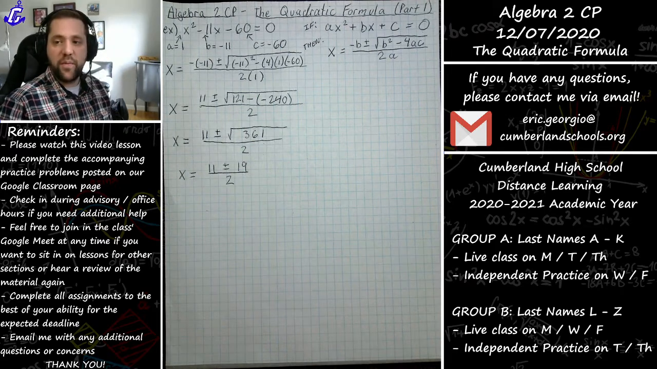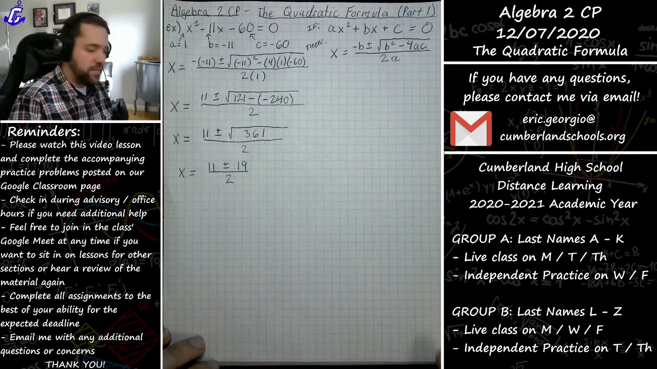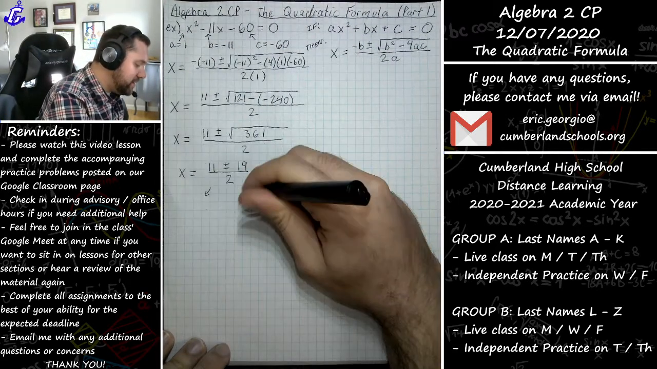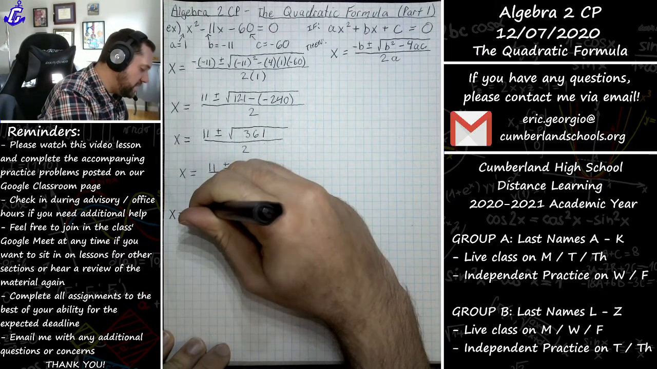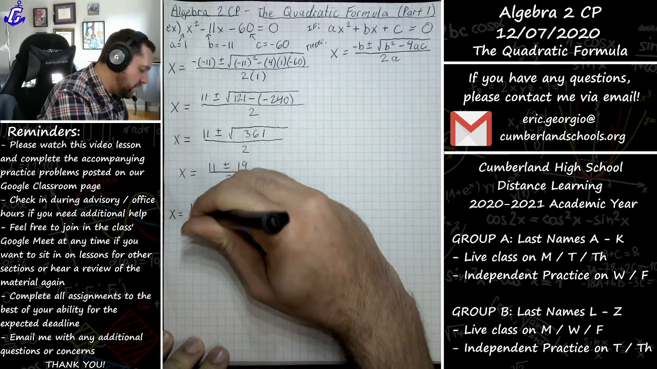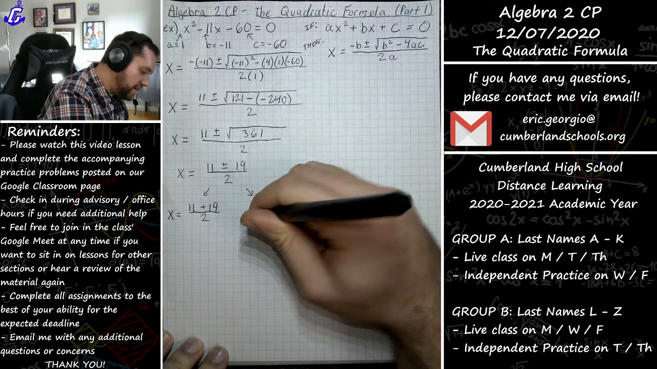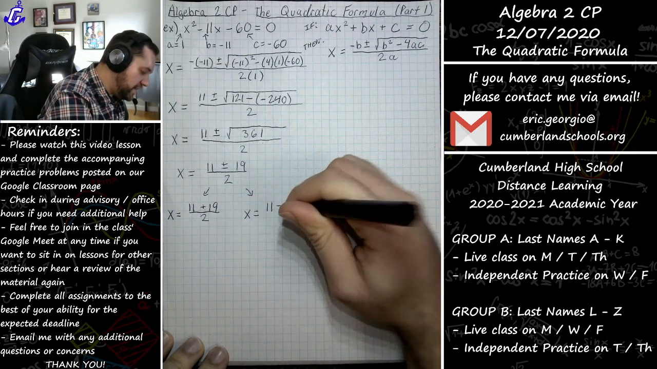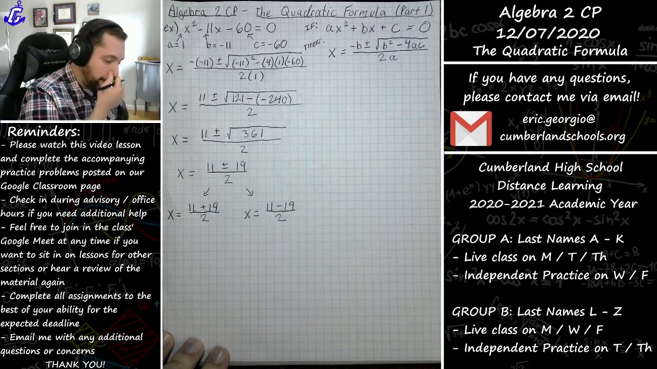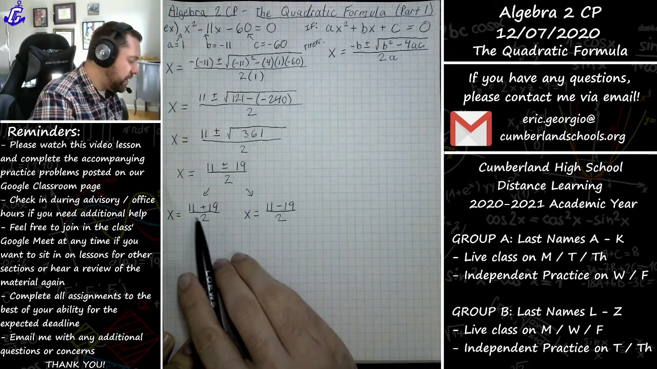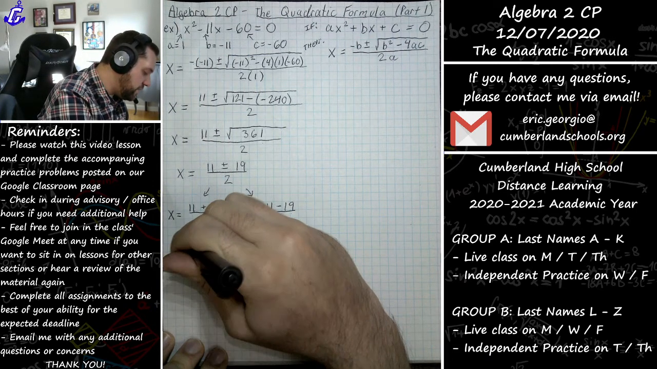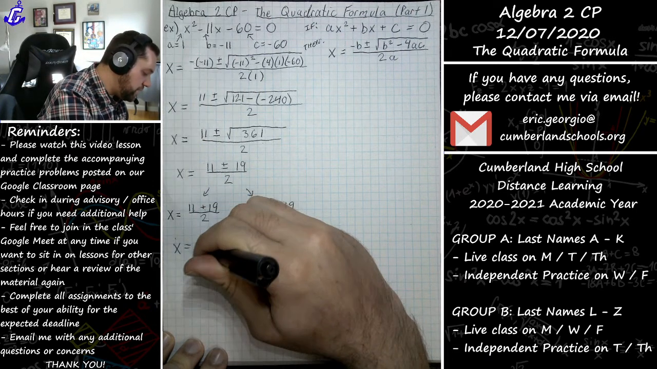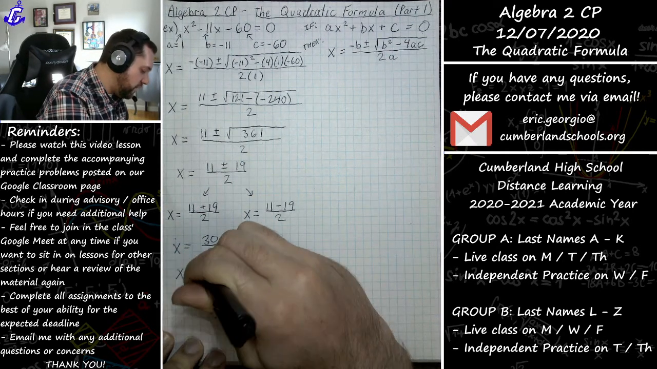And just like we saw with completing the square, that plus or minus means we can now split into two parts and say, well, x should equal 11 plus 19, all divided by 2, or x could equal 11 minus 19, all divided by 2. So let's do this one first. 11 plus 19 is 30 divided by 2, so we'd say x equals 30 divided by 2, which is 15 for our first solution.